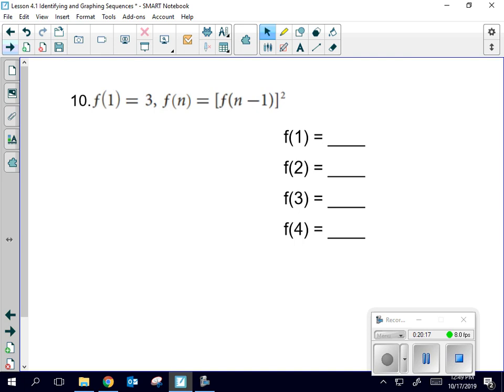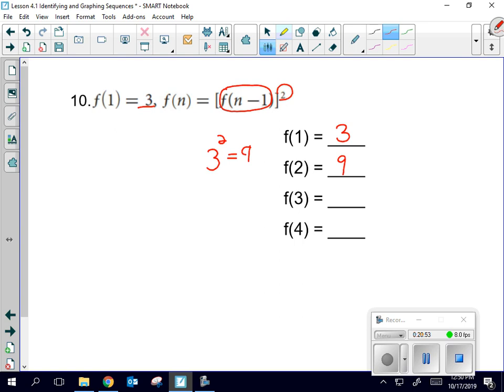Let's do this one. Is it recursive or explicit? This one is recursive again because it has the f of n minus 1, so we have to know the previous term in order to get the next term. It's not the just plug it in rule. So obviously the first term is 3, so we can write that down. And what are we doing to it? I'm squaring the previous term. So to get the second term, I take 3 and I square it. Here's our second term. To get the third term, I take the second term and I square it. To get the fourth term, I take the third term and I square it.